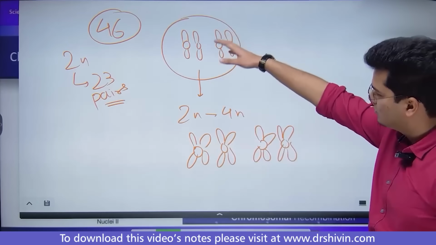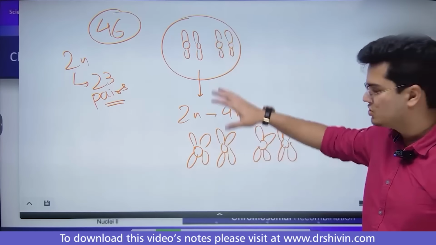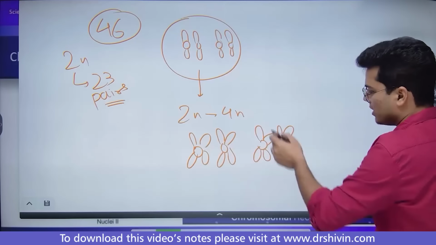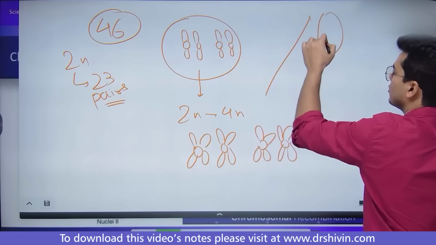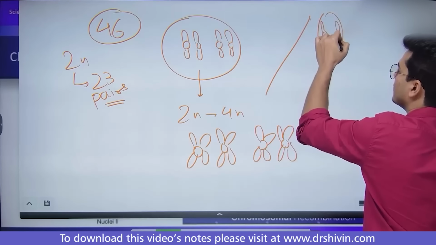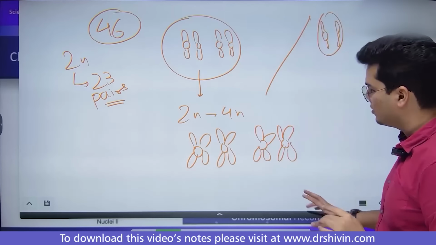Okay, so now that it has doubled, the genetic material has doubled. Now it will be divided. It will be divided equally in 4 cells. All of them will have only n. Okay, this is what meiosis is.